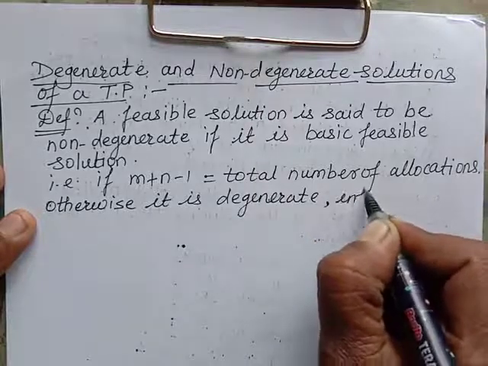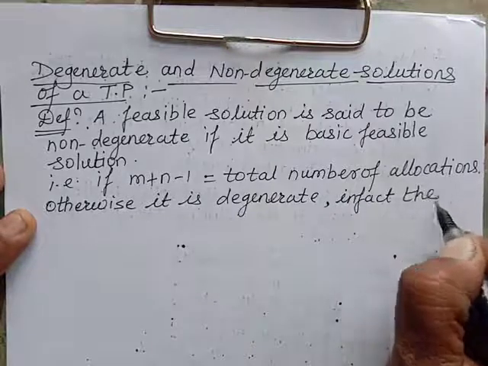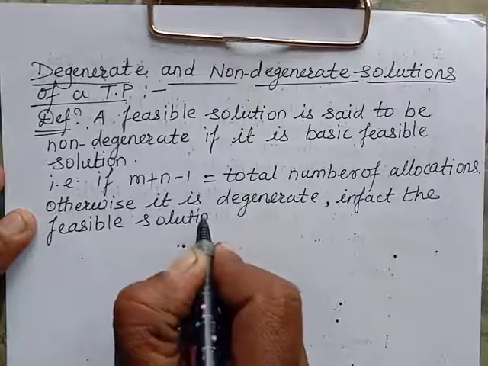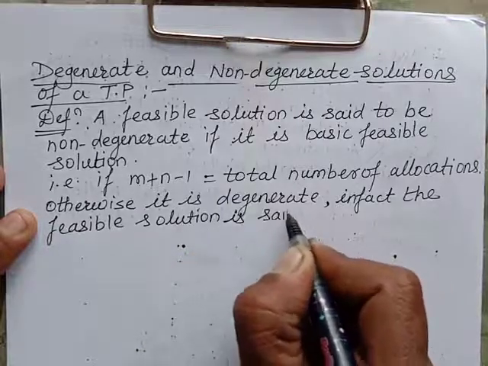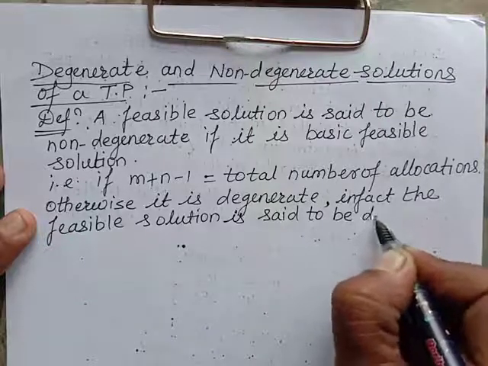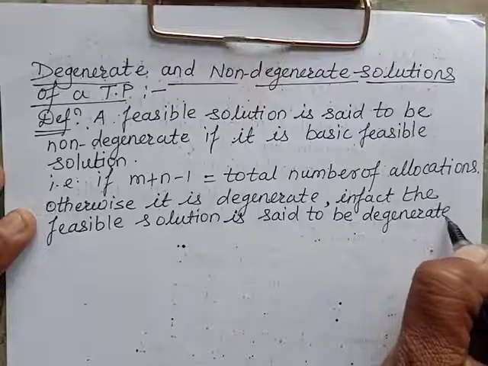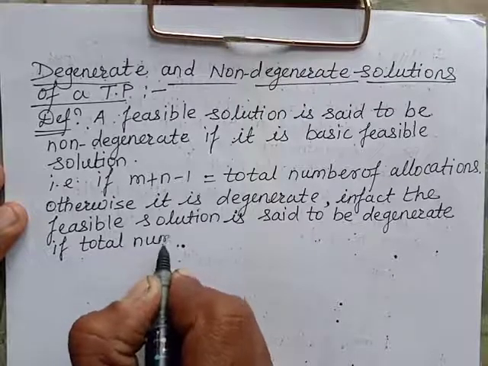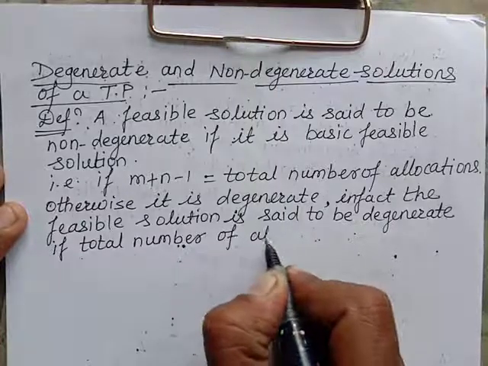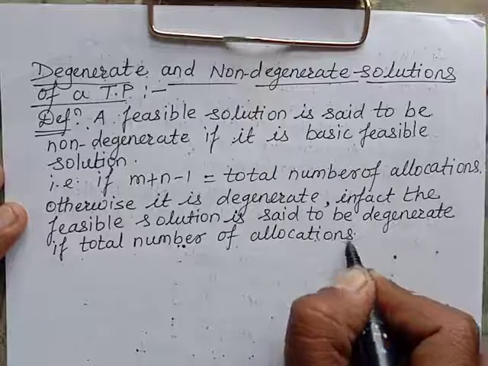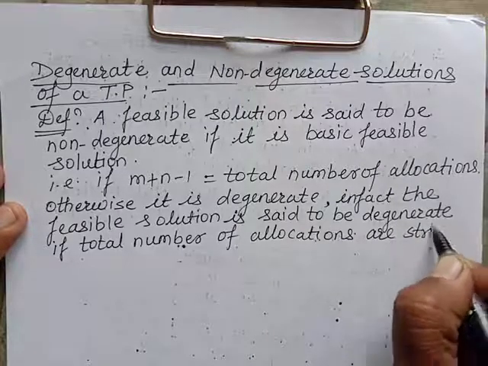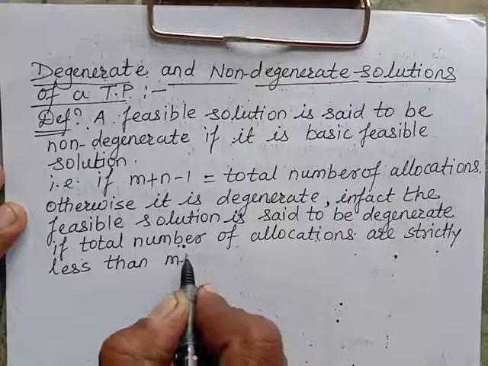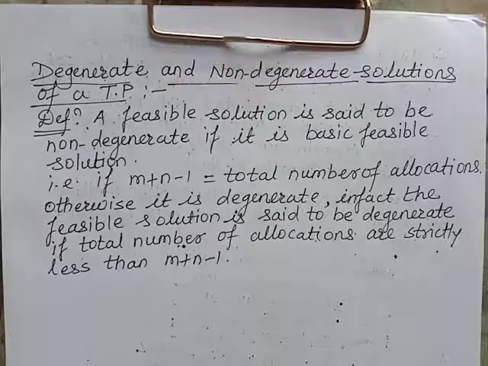In fact, the feasible solution is said to be degenerate if the total number of allocations are strictly less than m plus n minus 1, then it will be a degenerate solution, strictly less.